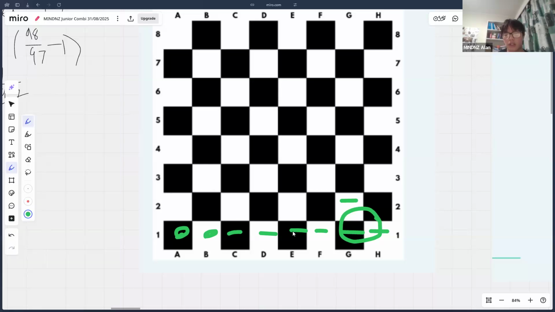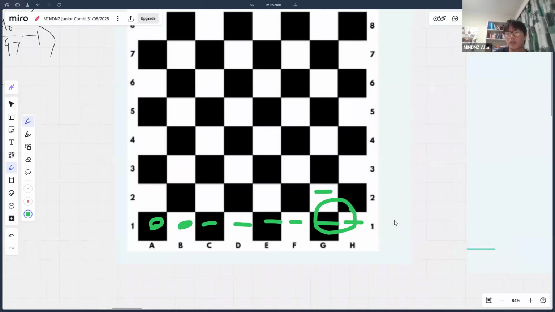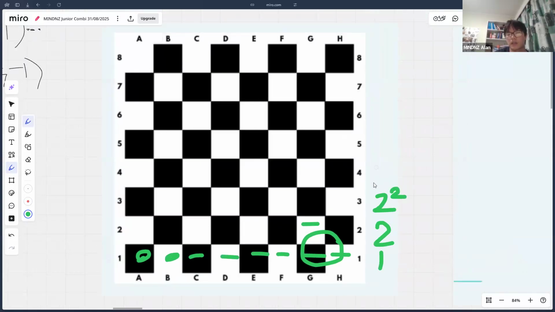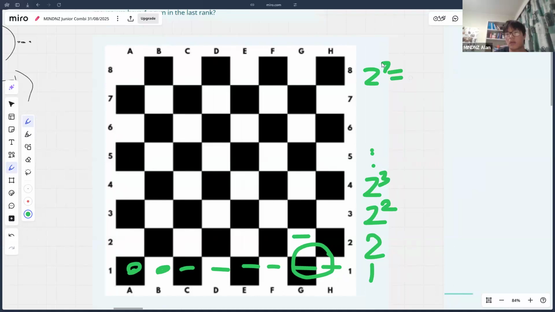So the strategy to deal with this is we assign weights or values to each rank, right? The bottom rank, we can call it value 1. And to get to the next rank, we need 2 from the bottom rank, so we can call it value 2. We can say that each pawn on this rank has a weight of 2. And then the next one, we need 2 from this rank, so it has a weight of 2 to the 2. After that, it has 2 to the 3, because we need 2 from the rank before, and so on. And the final one has 2 to the 7 equals 128.